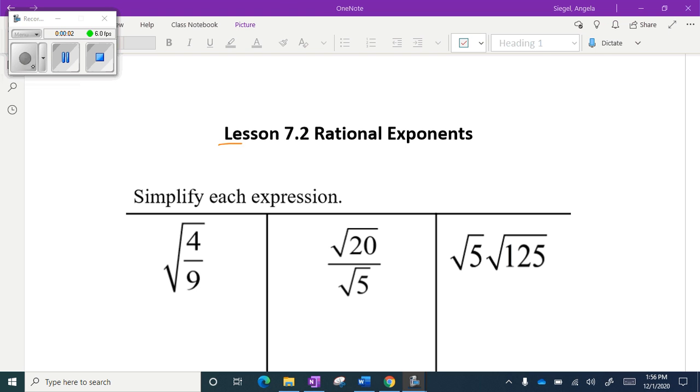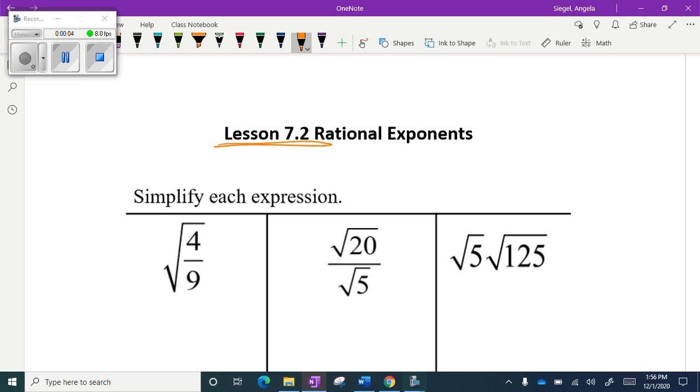Hey guys, welcome to lesson 7.2, and we are going to be talking more about square roots, cubed roots, all that good stuff. So let's begin.